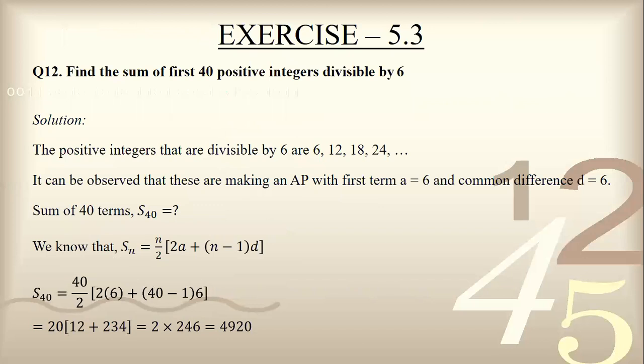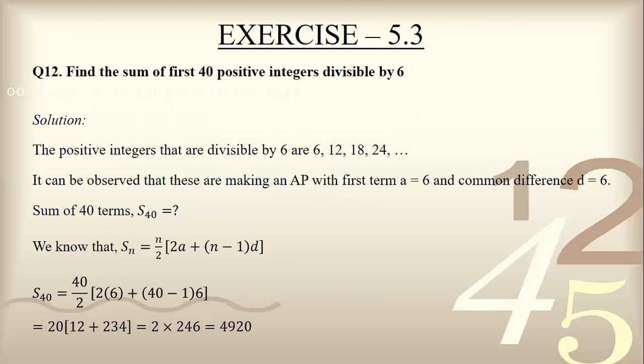Now the 12th question. Find the sum of first 40 positive integers divisible by 6. In the previous video, we had seen how many terms are divisible by 7. Similar kind of question. Here we have to find the sum of all those numbers. The positive integers that are divisible by 6 are 6, 12, 18, 24, etc. It can be observed that these make an AP with first term 6 and common difference 6.